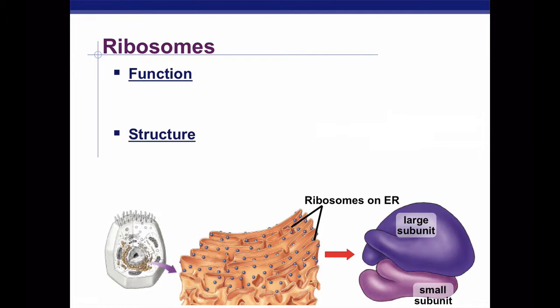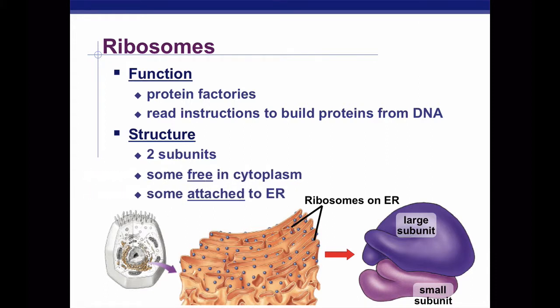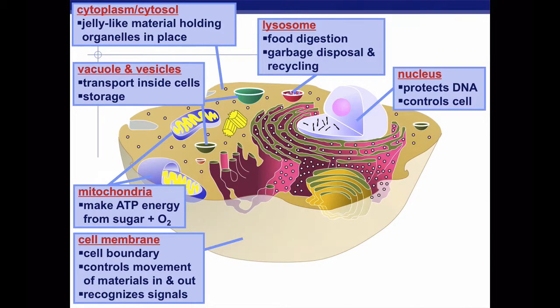So ribosomes. All cells, prokaryote and eukaryote alike, have ribosomes. So the function is protein factories. They read instructions to build proteins from DNA. The structure is 2 subunits, and they can either be free floating in the cytoplasm or they can be attached to the ER. But all cells have ribosomes.